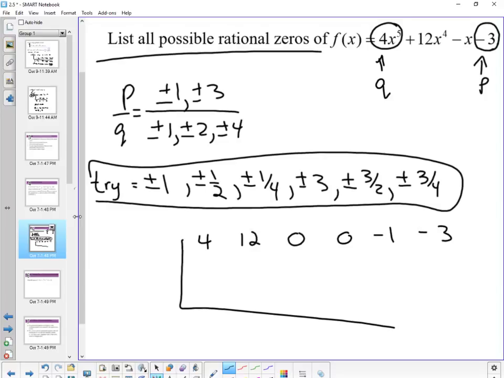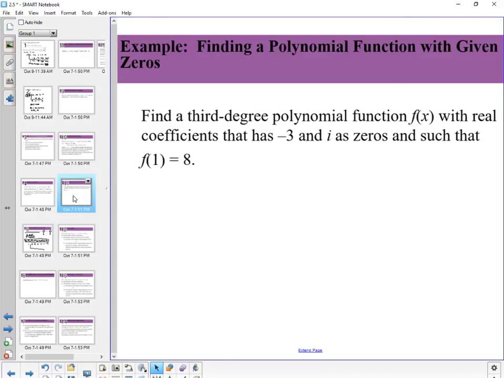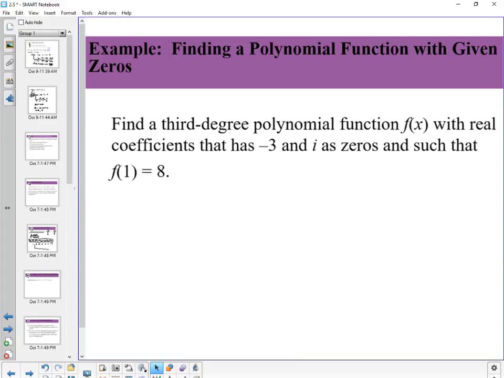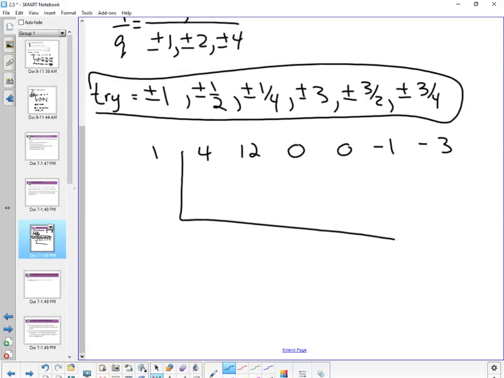So, here's the fun part. Pick one. One. That's a great choice. That would be my first choice always. Okay, so let's start by picking 1. So I've got 4, 16, 16, 16, 15. I've got a remainder, right? 12. So is this going to work? No. So, not 1.